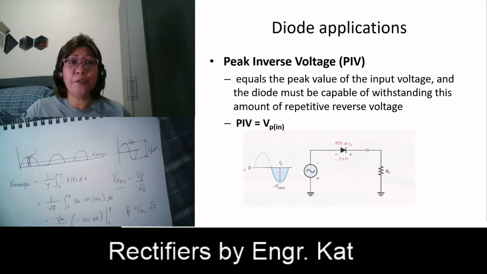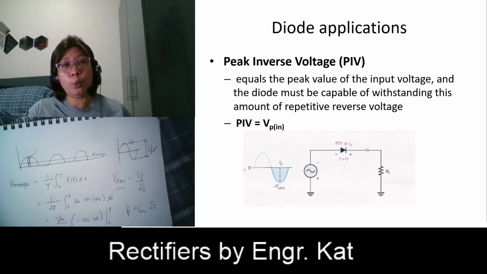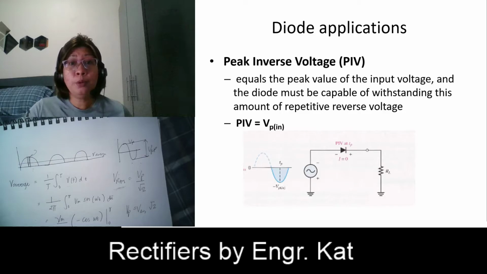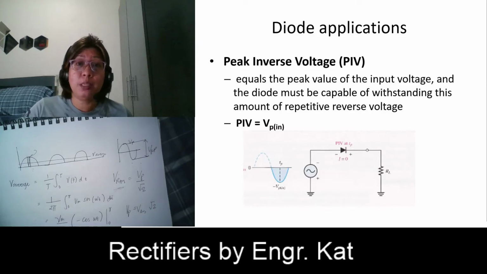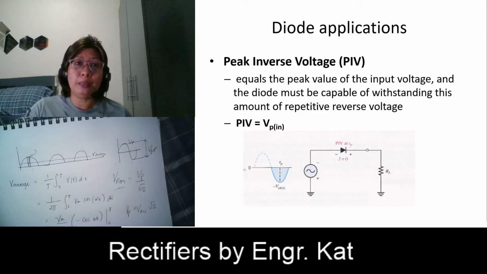So to be sure that our diode will not be destroyed during the process, we are going to make use of an input voltage which is equal to the PIV of your diode. So if our PIV here is equal to 25 volts, then we can use a 25 volt input here, not exceeding 25 volts, so that our diode will not be destroyed.